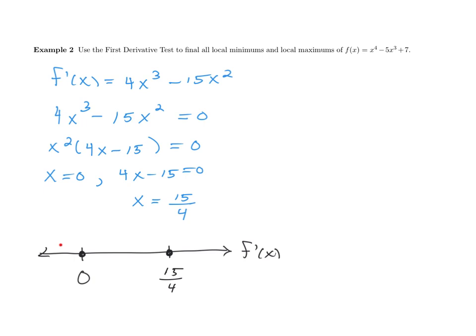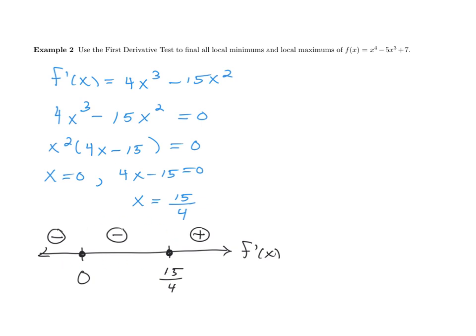When I tried -1, I got -19. All I care about is the negative part of it. Okay, it's negative. Between 0 and 15/4, I put in 1, and I got -11. So again, we get negative. If we're beyond 15/4, like at 5, I get a positive number. I should now be able to use the first derivative test to classify these as maybe local mins or maxes.